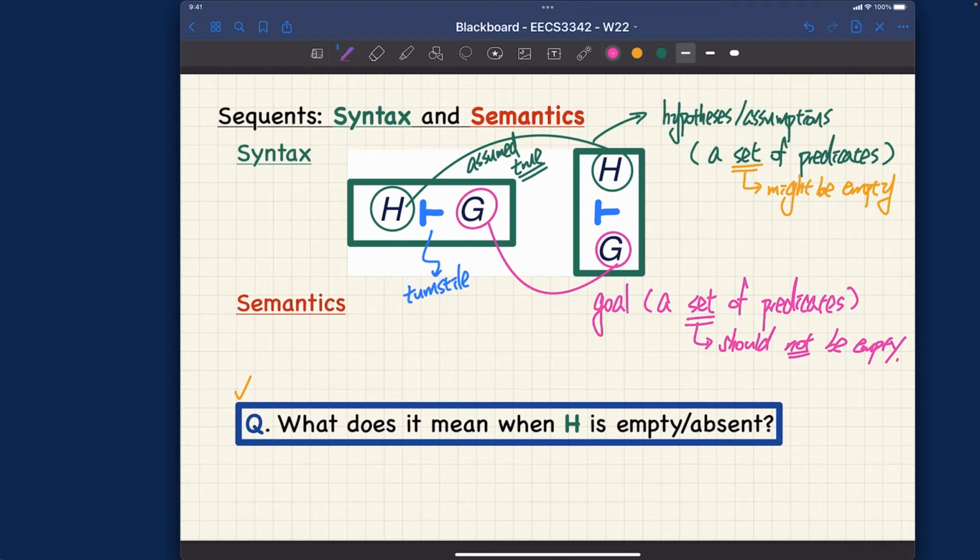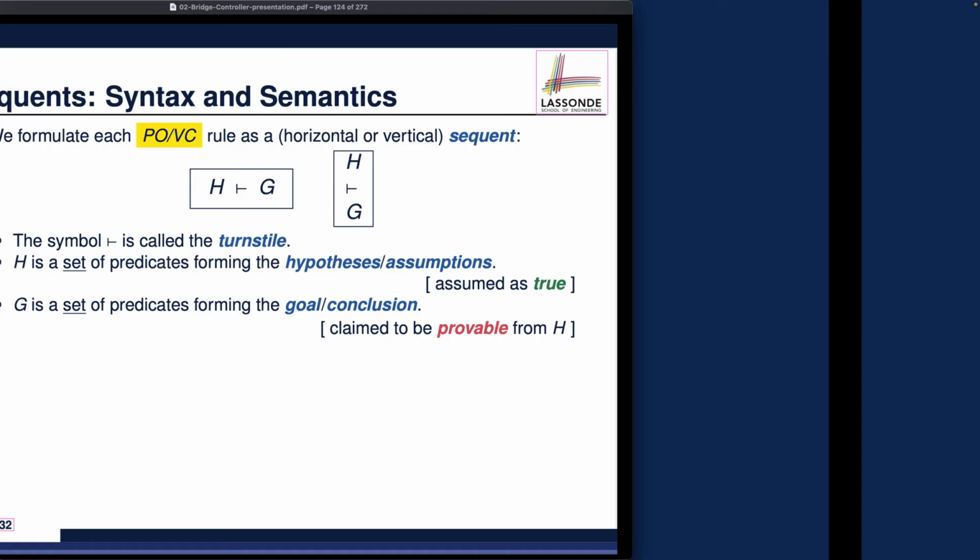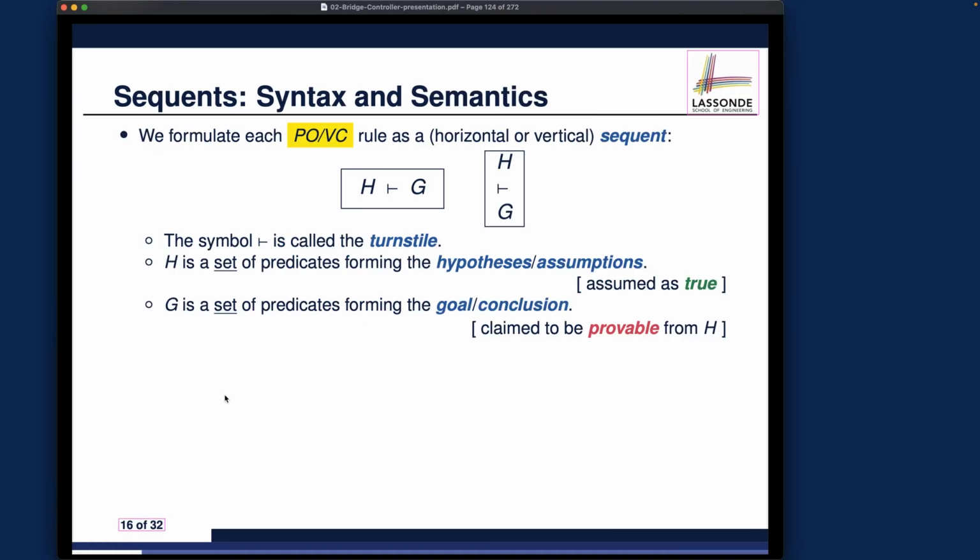And this part over here is something that should be provable, assuming the hypothesis H over here, which can be a set of predicates. In the case of H being empty, in that case you can assume nothing. In that case, it will be a stronger claim overall to really make. We'll see that. All right. So that's about the syntax for the sequent.